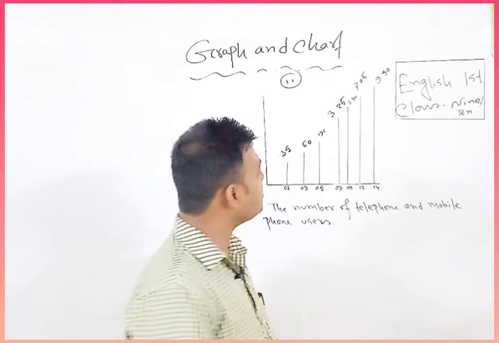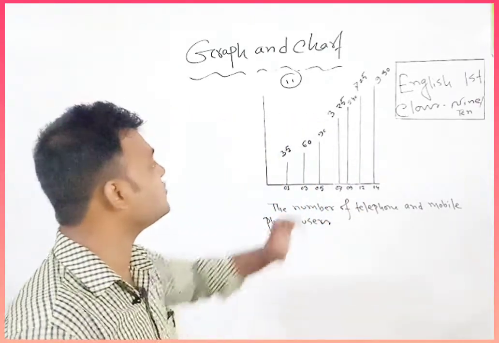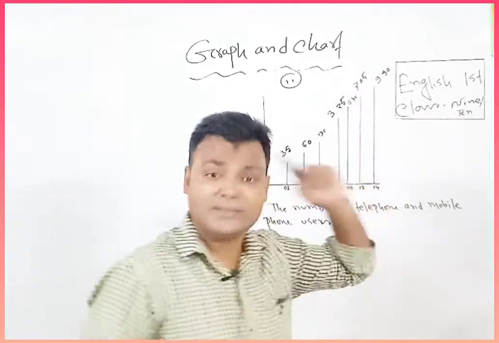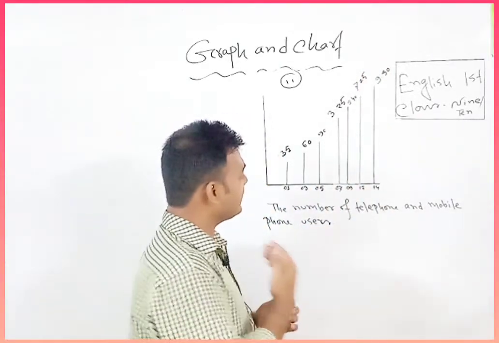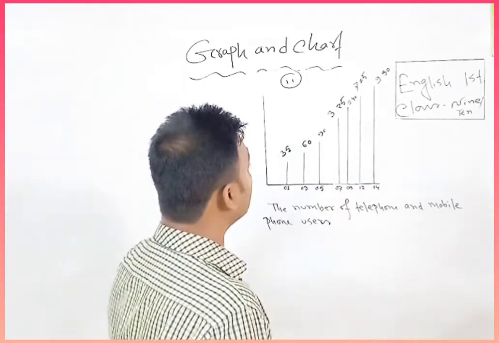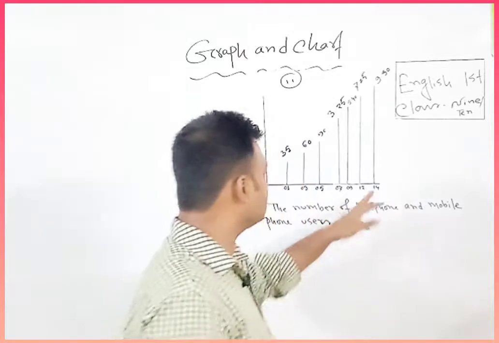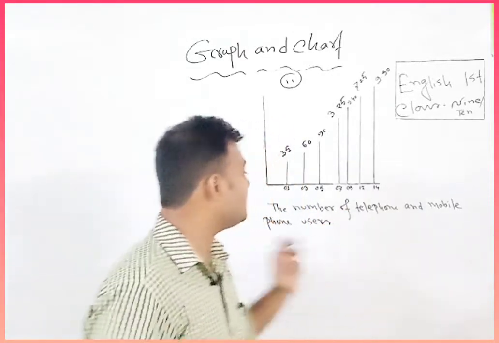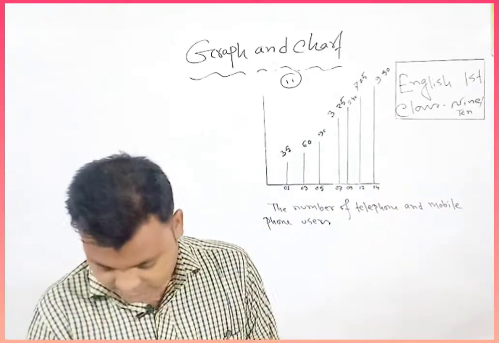And in 2012 we have seen that the number of telephone and mobile phone users was 7.25. In this year the rate was increasing more than last year's. And finally in 2014 the number of telephone and mobile phone users was 9.30.